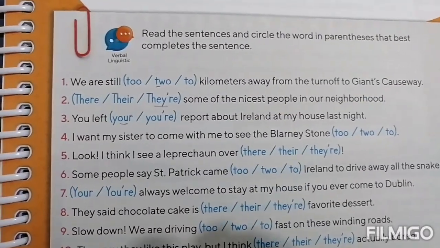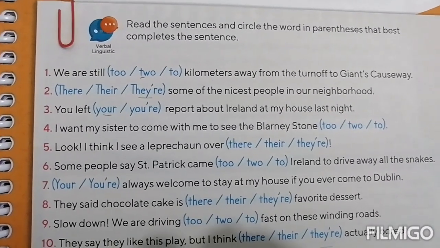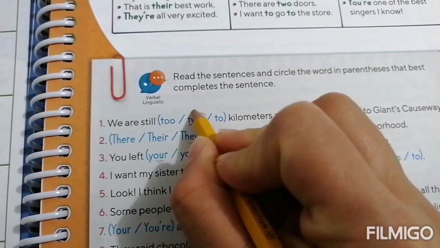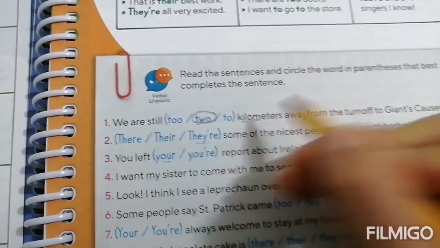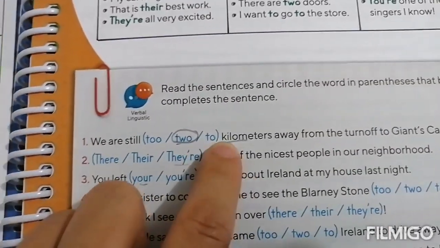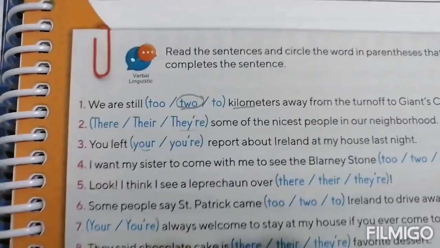Number 1: we are still kilometers away from the turnoff to Giant's Causeway. In this case, I am going to select the number 2 because it's talking about kilometers, and kilometers are measured by numbers, so we can say 2 kilometers.